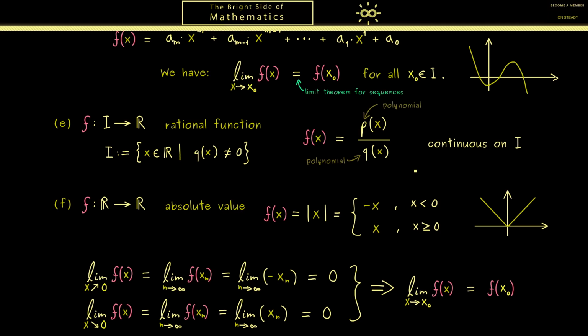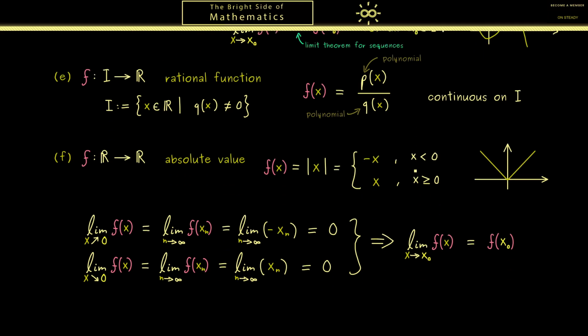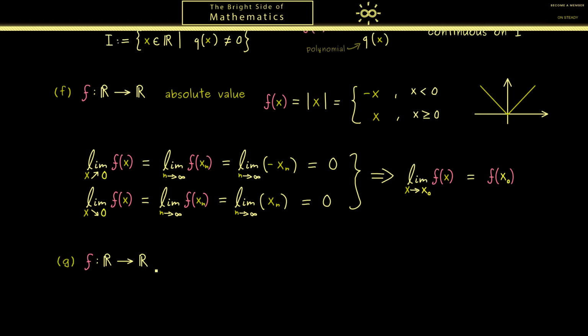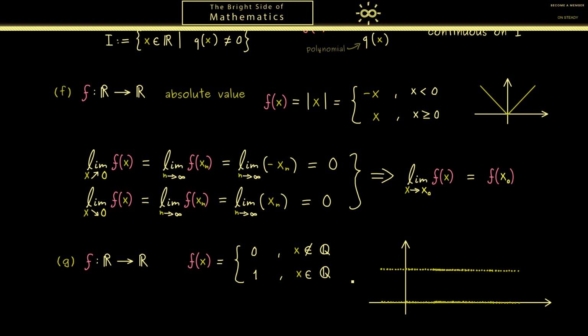Okay, now for the last example we should choose one that is not continuous. It's also easy to define, but what we get is that we don't find any point where the function is continuous. So we put the function to 1 when x is a rational number, and otherwise we put it to 0. So what you should immediately see is there are a lot of jumps involved.